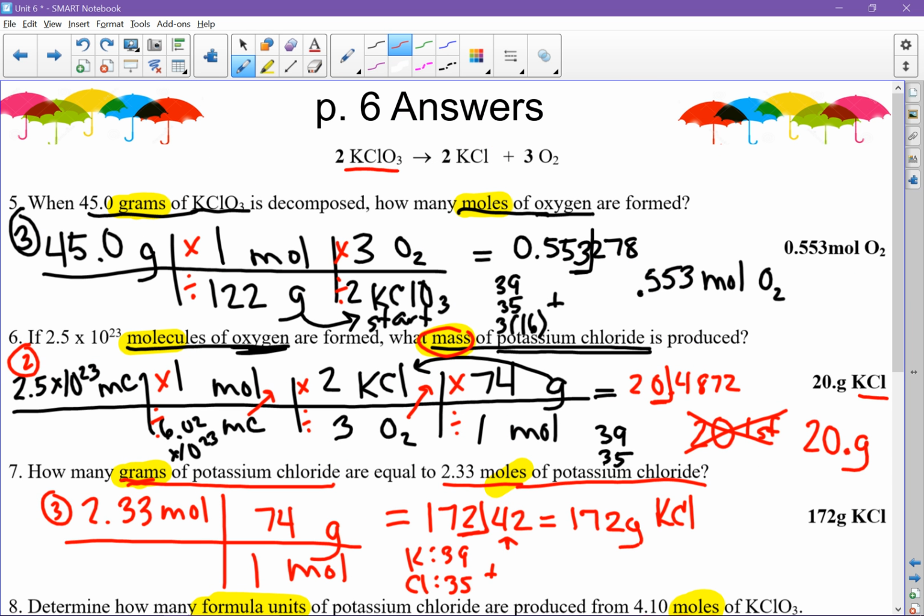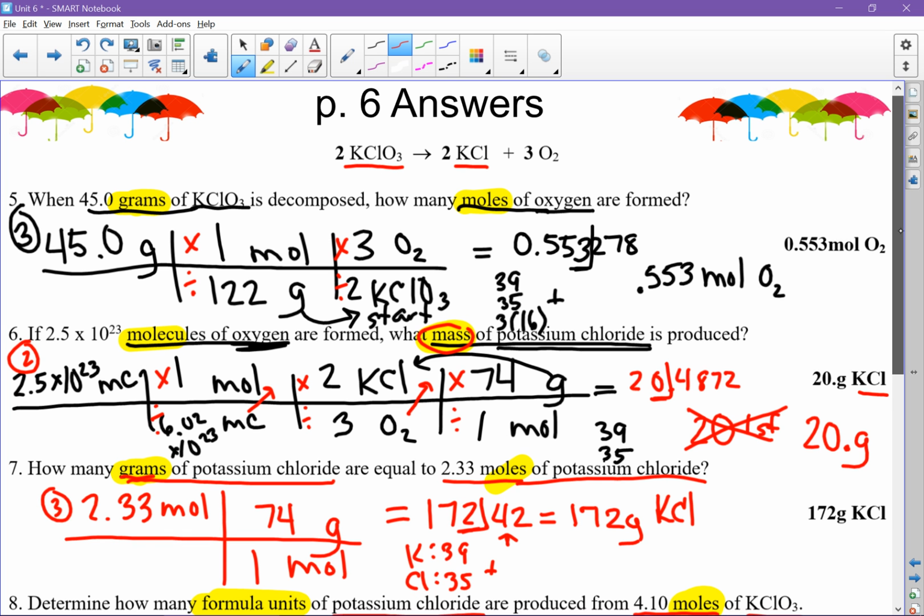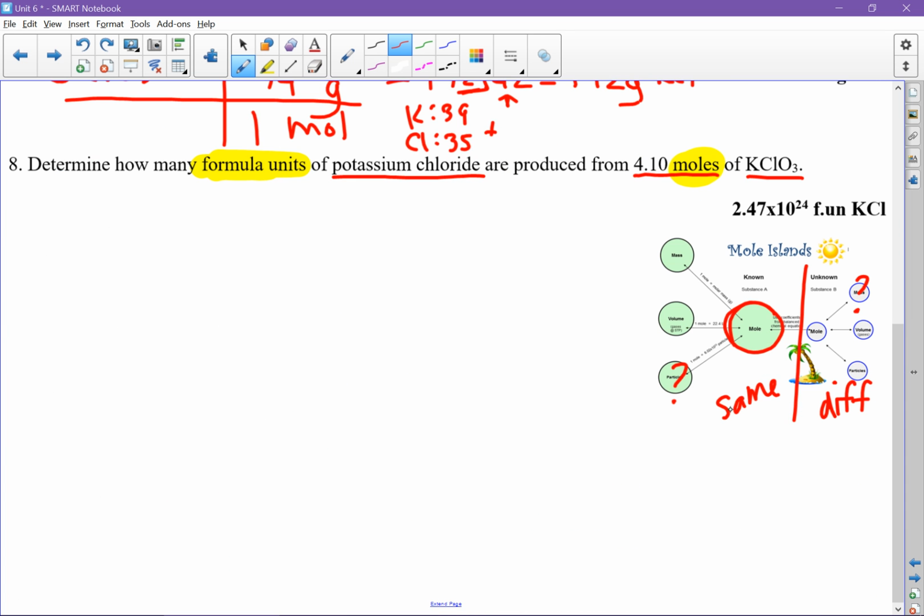Here's KClO3 and here's potassium chloride. Those are 2 different chemicals. That means we have to cross over to the other side of Mole Island. We've got to go over to the particles, that's where formula units live. That takes 2 steps.